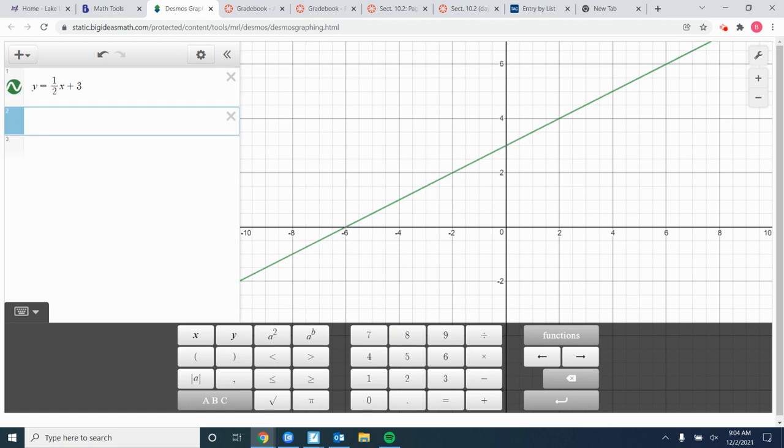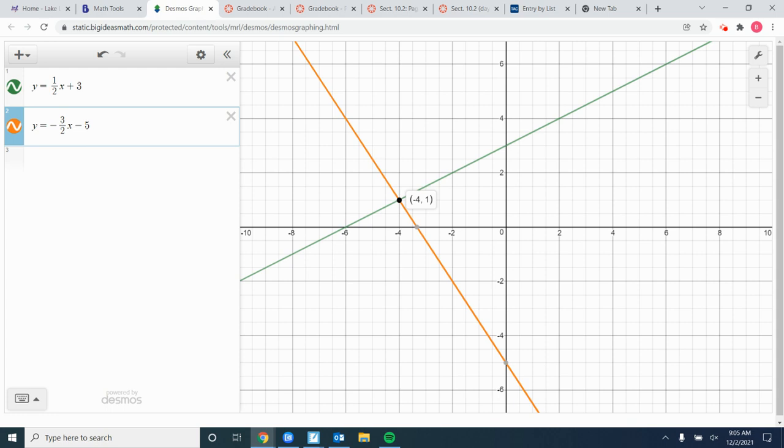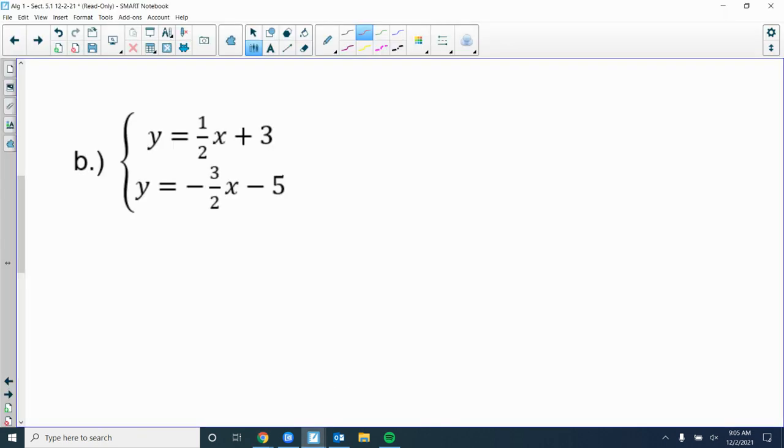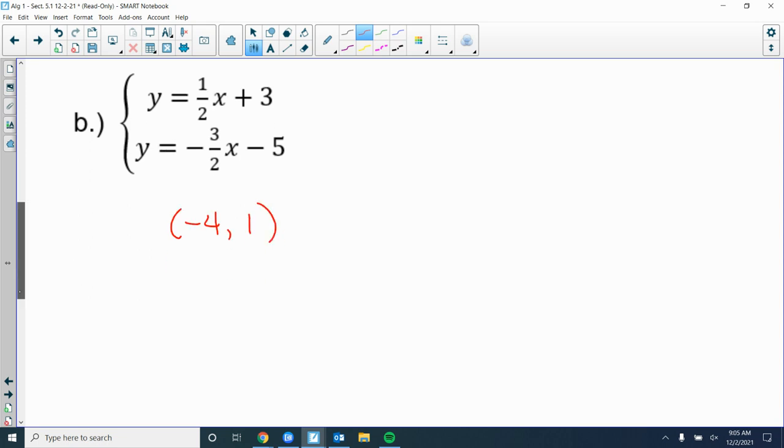So I go to 2, and then I got y equals negative 3 divided by 2, negative 3/2. Okay, and then I put in an x minus 5. Oops, I didn't hit equals. So it doesn't know what to do. So now I put in equals. Do they hit? Yep. They hit at the point negative 4, 1. So right here, that is my answer. Negative 4, 1 works.